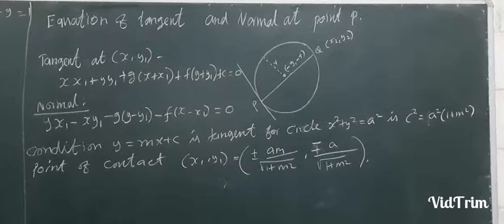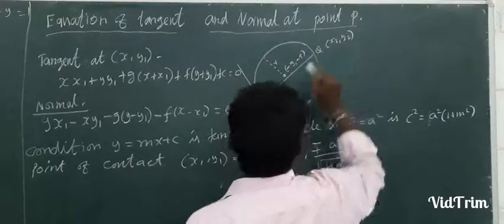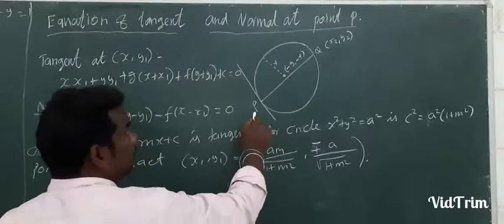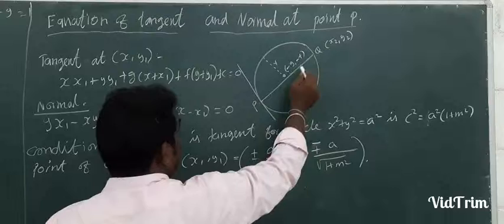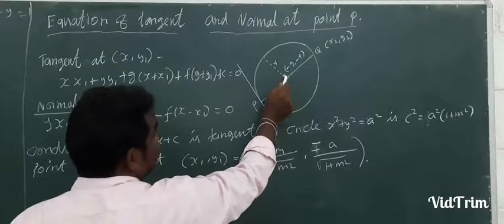Some important tips for the next topic: equation of the tangent and equation of the normal at point P. This is the point P. And this is the diameter. I mean, it is not a diameter, it is a chord, because it is not touching the center.